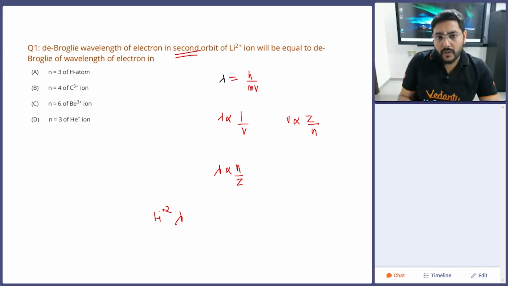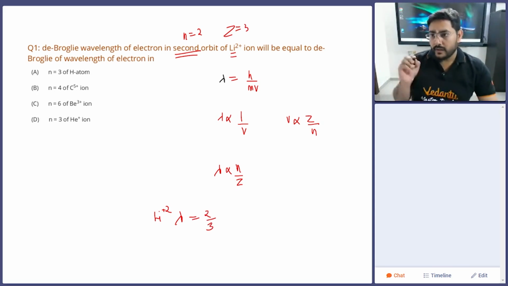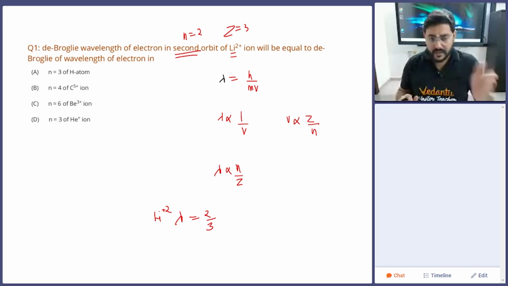Second orbit we are talking about, so n value is 2. And what is the atomic number of lithium? Atomic number of lithium is 3. So can I say that it is going to be 2 by 3? Yes or no? So the same we should get from these ions. Yes. So from the second option we are going to get it.